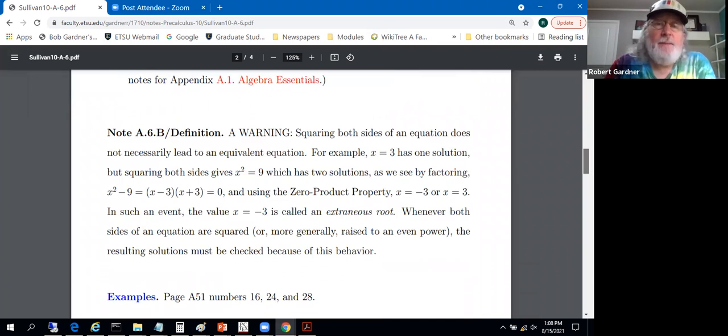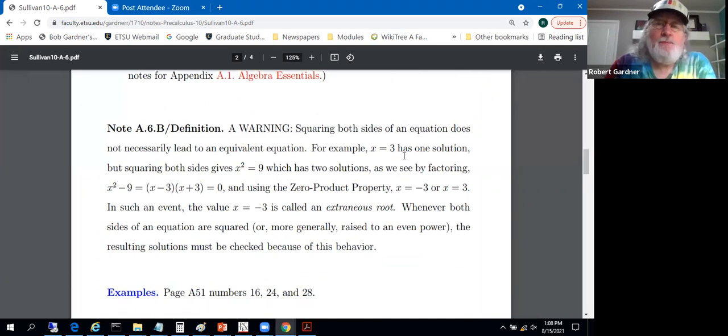A little warning about things you can't do. Squaring both sides of an equation does not necessarily lead to an equivalent equation. Squaring both sides introduces a thing called extraneous roots. For example, take the equation x equals 3. It's got one solution, x equals 3.